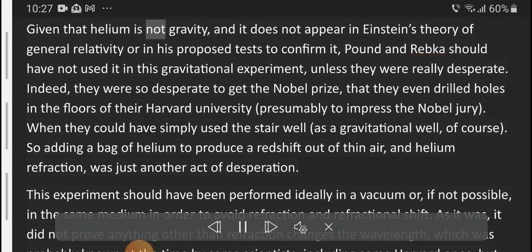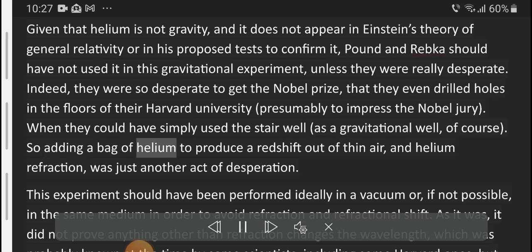Given that helium is not gravity, and it does not appear in Einstein's theory of general relativity or in his proposed tests to confirm it, Pound and Rebka should not have used it in this gravitational experiment, unless they were really desperate. Indeed, they were so desperate to get the Nobel Prize that they even drilled holes in the floors of their Harvard University, presumably to impress the Nobel jury. When they could have simply used the stairwell, as a gravitational well, of course.